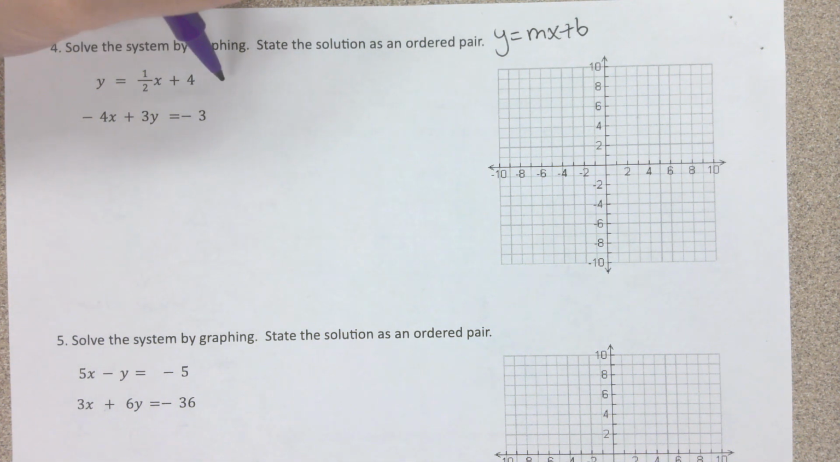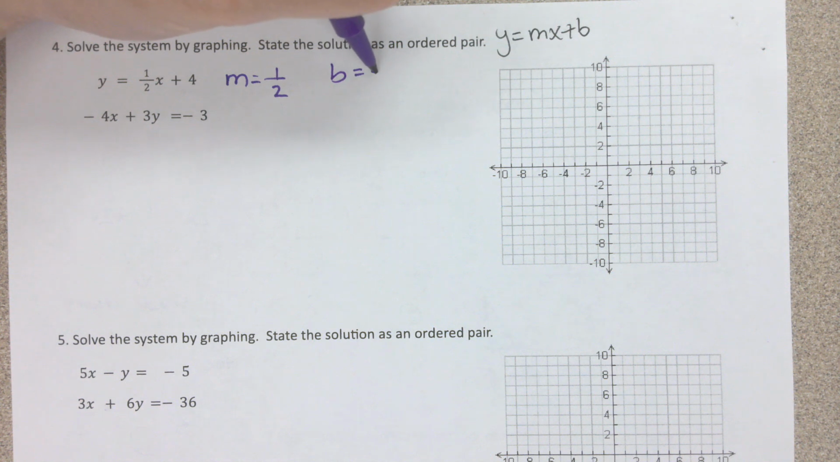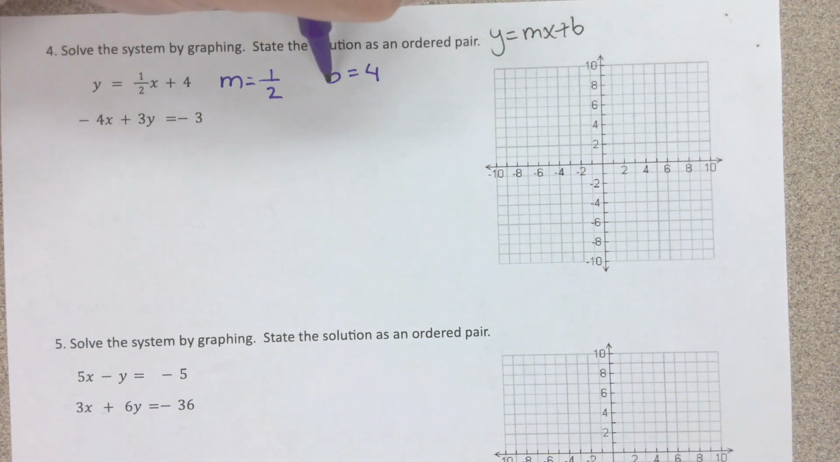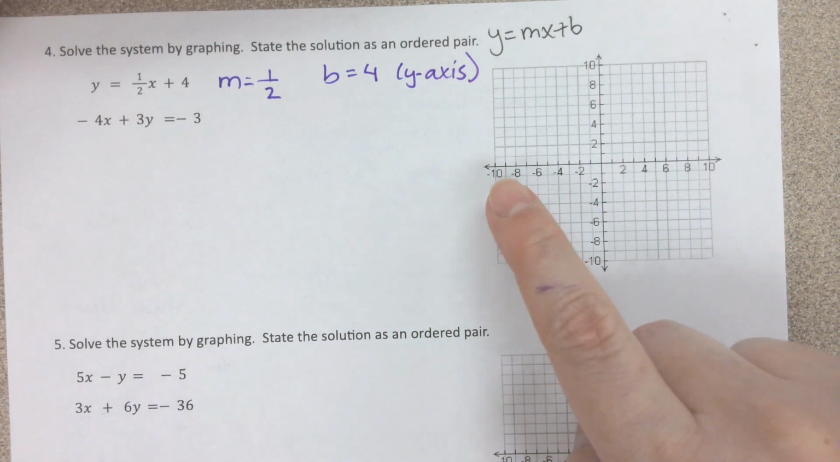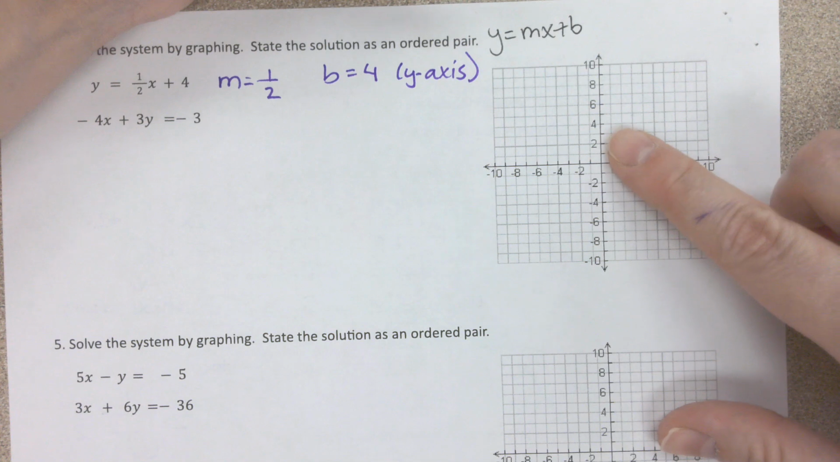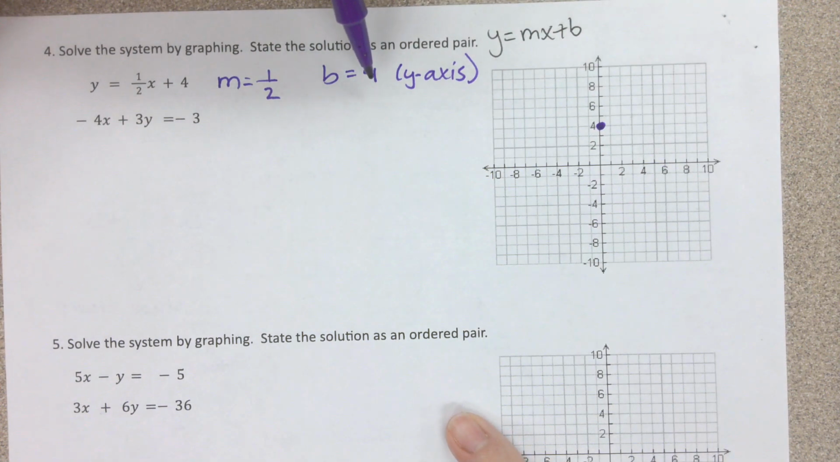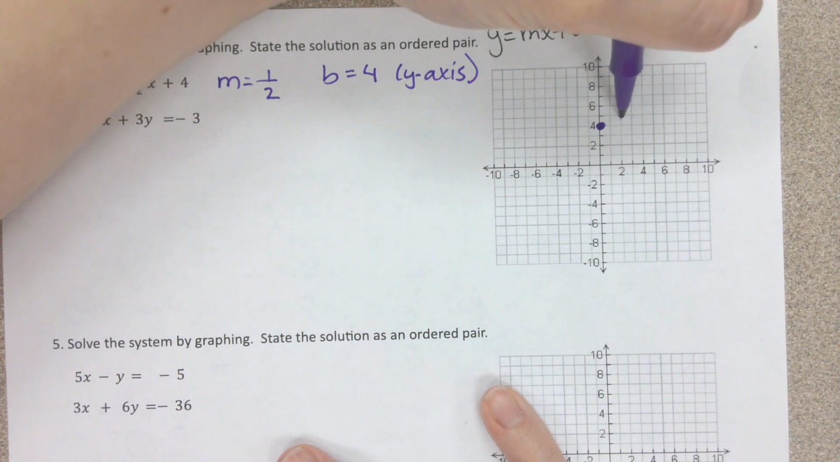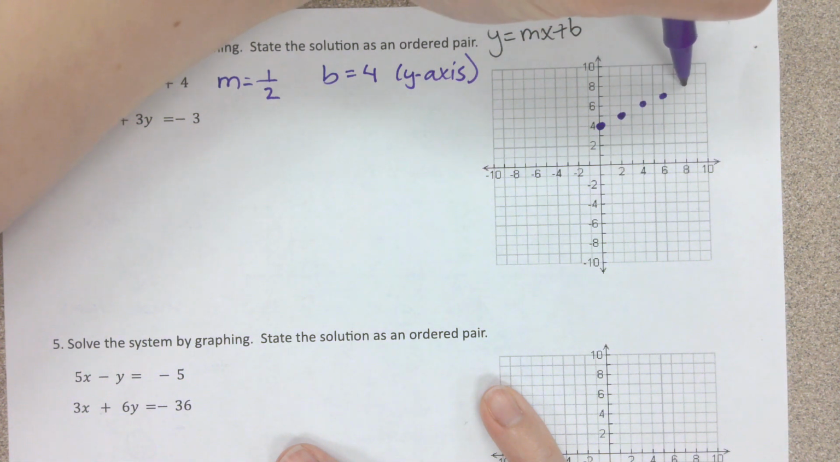Let's identify m and b. M is 1/2 and b is 4. Remember, b is where you begin on the y-axis. I had a few students graph starting on the x-axis. We don't do that. B, we begin at 4 on the y-axis. And from here, this is positive 1 over positive 2. Rise over run. Up 1, right 2. Up 1, right 2, and so on.